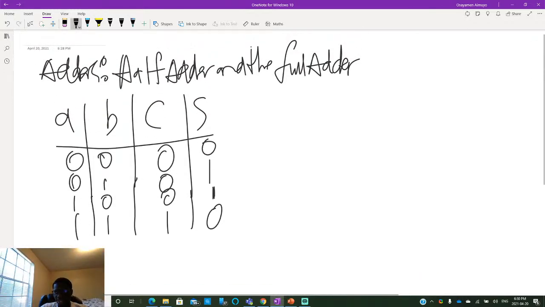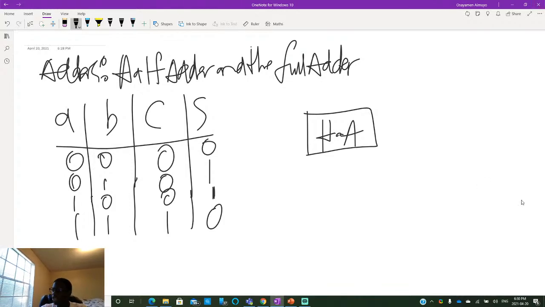So a device that performs this operation on 2 bits is called the half adder. So it's usually represented like this, right? So you have half adder. And please feel free to ask questions. I haven't gotten any question yet in the chat. Okay. So you have a half adder. This represents the inputs, and then you have a sum and a carry.